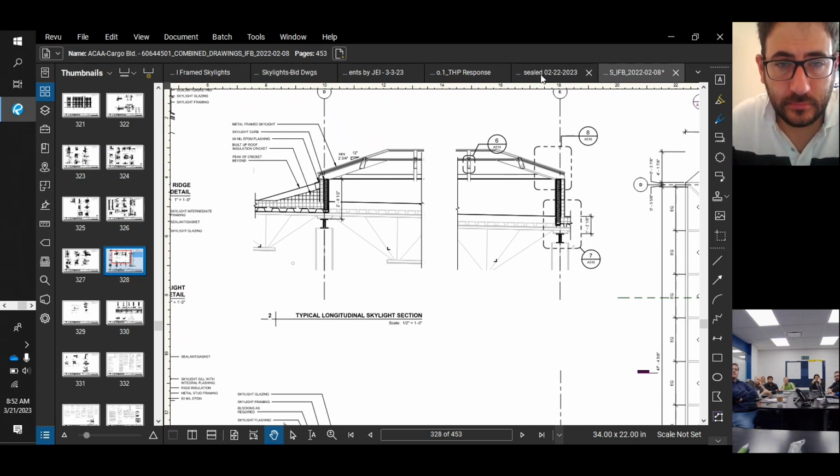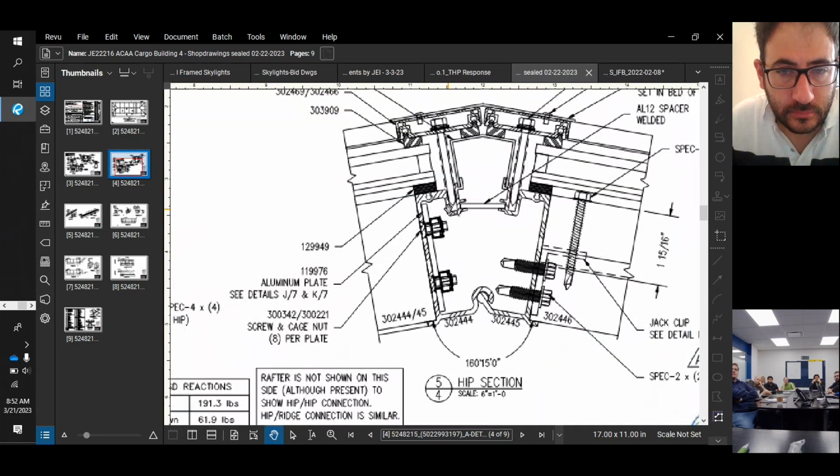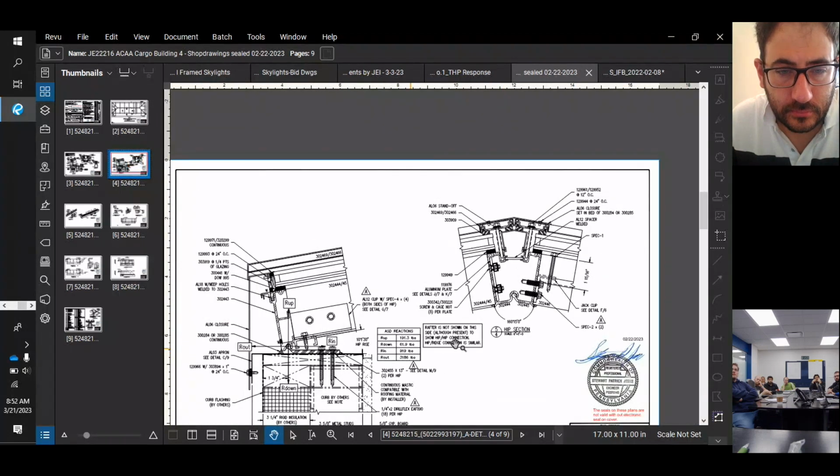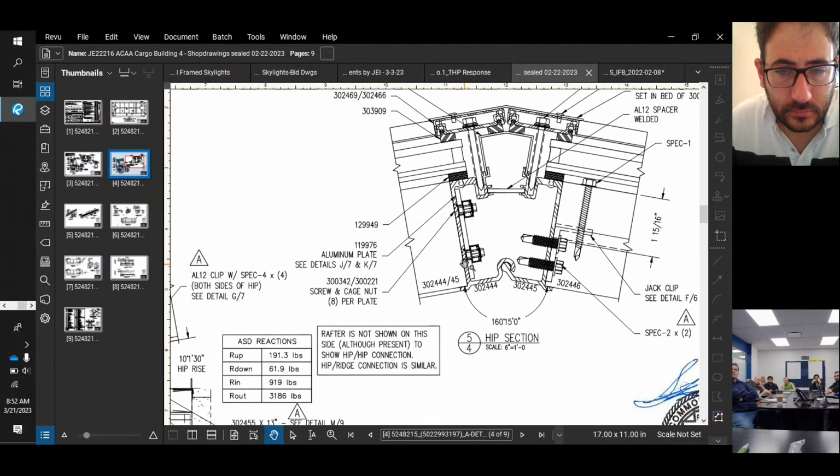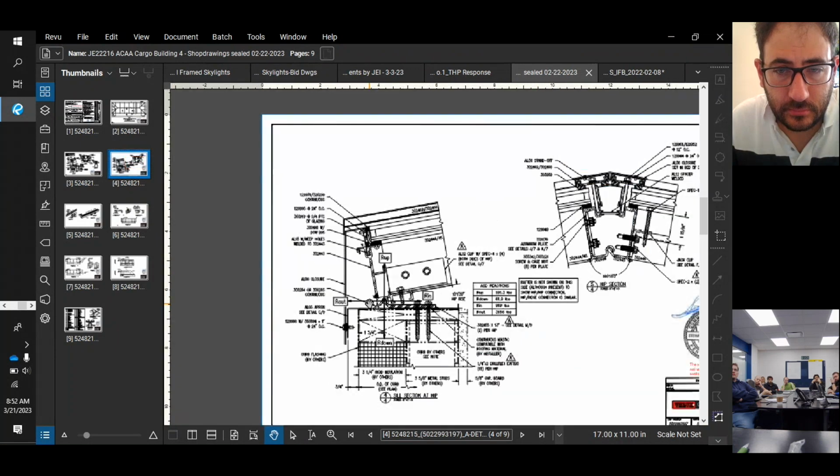which would be the case where the top and the bottom are fixed. As you can see, these Velux skylights don't have a way of resolving moment at the crown or at the sill. They just are free to rotate.